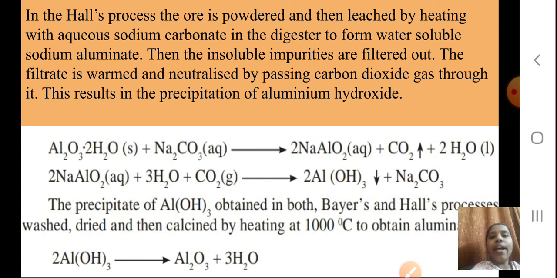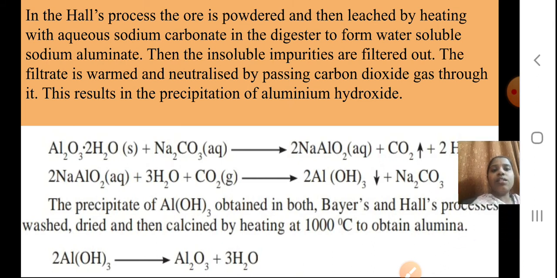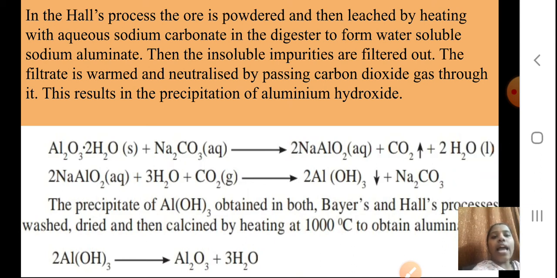The precipitate of Al(OH)3 obtained in both Bayer's and Hall's process is washed, dried and then calcined by heating at 1000 degrees Celsius to obtain alumina. Is it clear, students? So 2Al(OH)3 gives you Al2O3 plus 3H2O. Calcination means water is removed from it, and you are getting the alumina. It is heated to 1000 degrees Celsius.